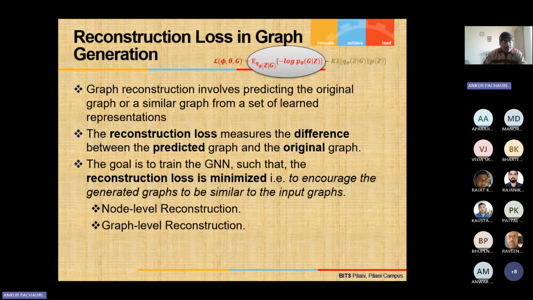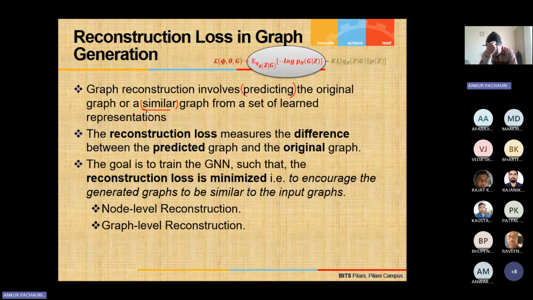So graph reconstruction involves predicting the original graph, or a similar graph, from the set of learned representations. If somehow we have stored the structural information of the graph, we can do that. If not exact, then something similar is what we want. A similar graph needs to be generated from the set of learned representations.